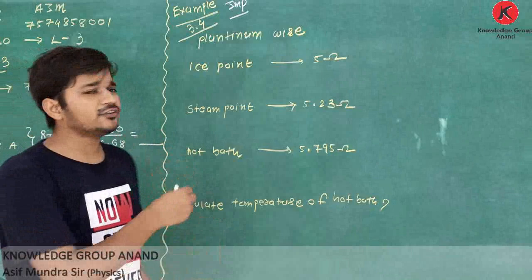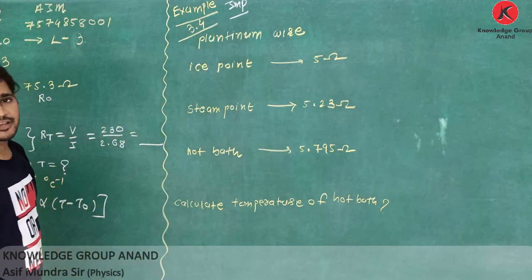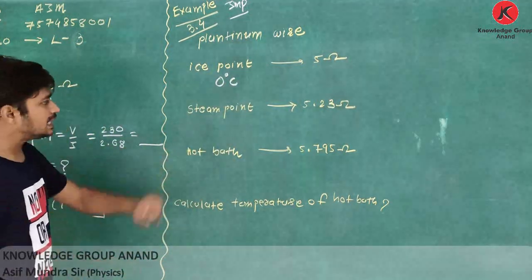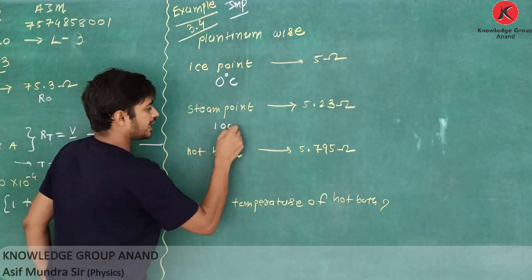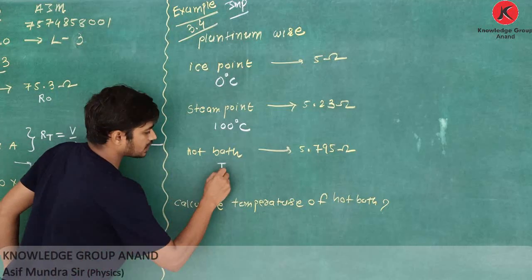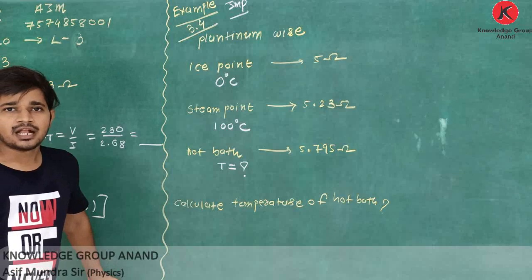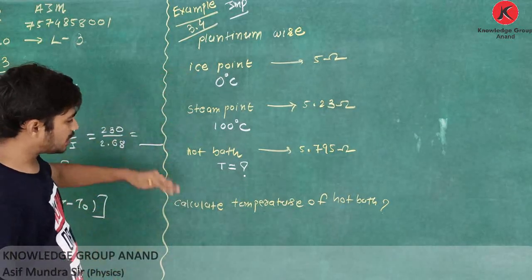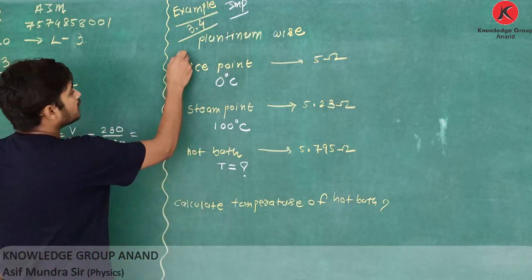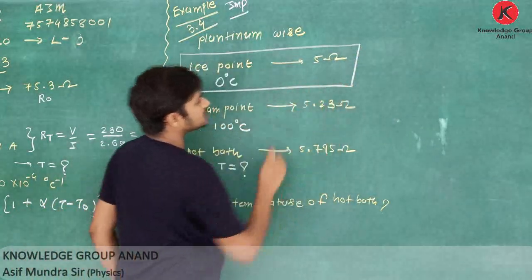Now see how to write this data. See here, ice point means temperature 0 degrees Celsius. Yes or no? Steam point means temperature 100 degrees Celsius. And you have to find what is the temperature of the hot bath. Means I am making this T as question mark. Now see, you are given a total of 3 temperatures. Out of these 3, 2 are known, 1 is unknown. I am taking this ice point as the reference temperature.